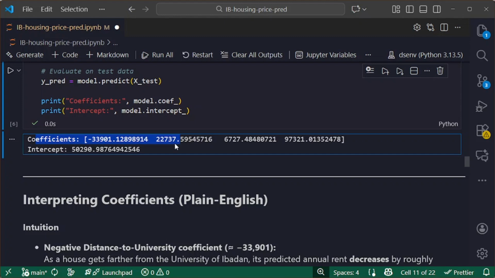And then the intercept is basically saying that if everything else is zero, that means the light is zero, distance is zero, number of rooms is zero, and so much more, what would be the price?